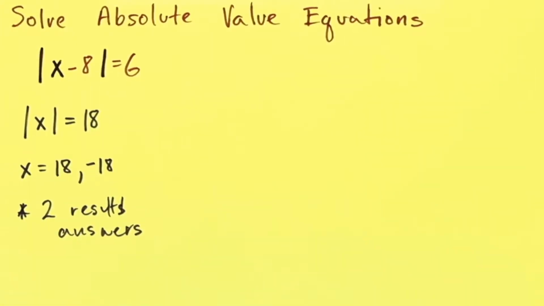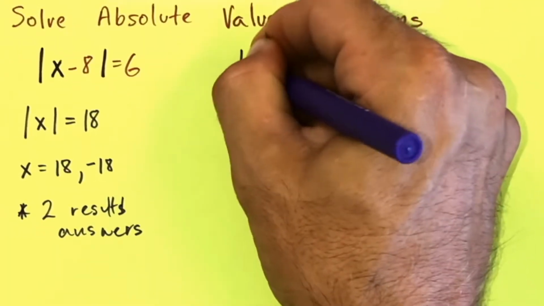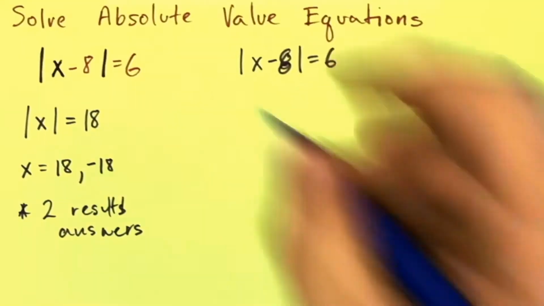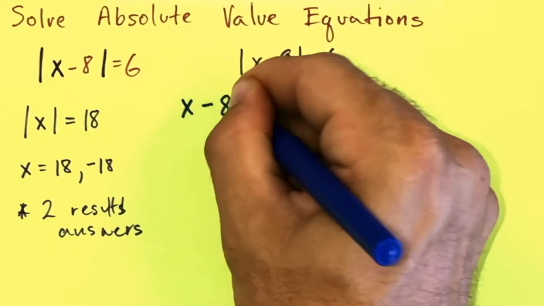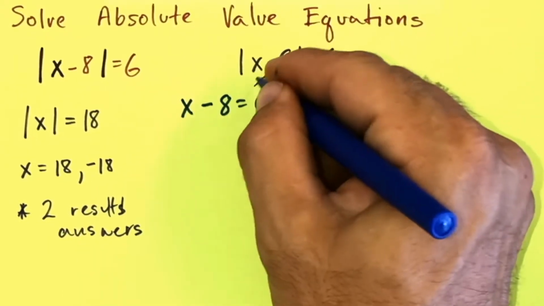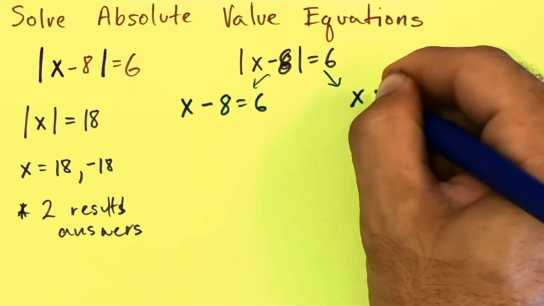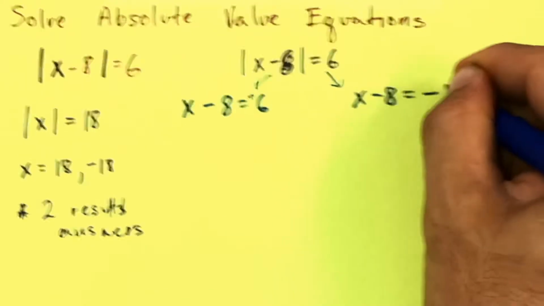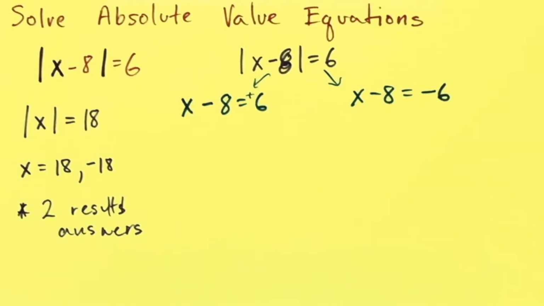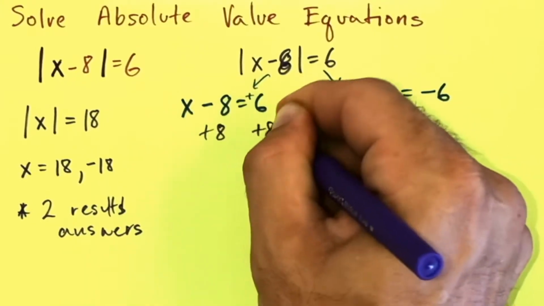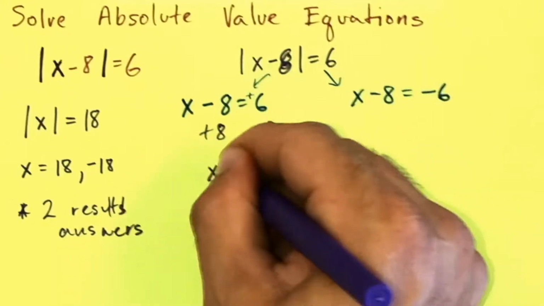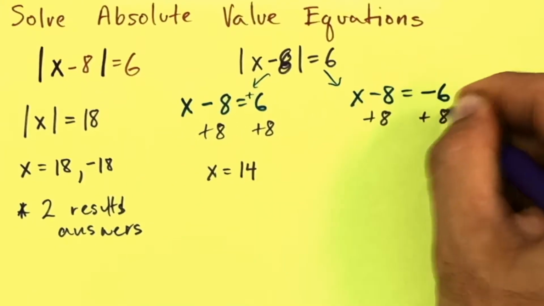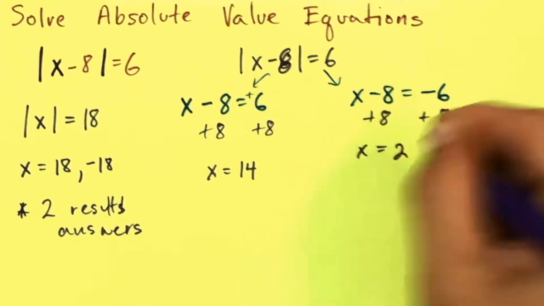So how do we do that? Well, what we want to do is split up this equation, the absolute value of x minus 8 equals 6, into two separate equations. One equal to its original result of 6, and the other equal to the opposite of that, meaning if this were plus 6, now this is going to be negative 6. Then you would solve for each, adding 8 to both sides. x is equal to 14. And then adding 8 to both sides, x is equal to 2.